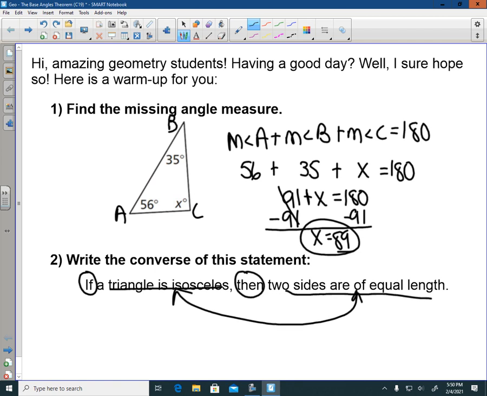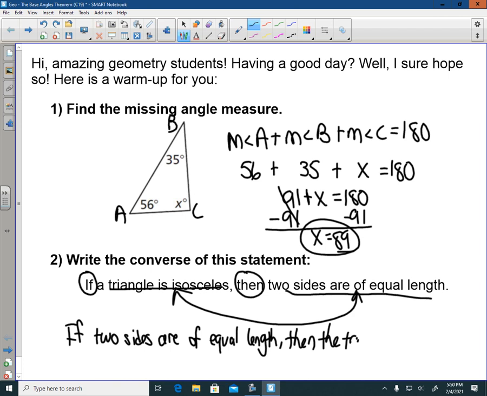And so if a triangle is isosceles, then two sides are of equal length, could be written as its converse, and that would be: if two sides are of equal length, then the triangle is isosceles. Done. So that's how you write a converse. You leave the if and the then, and you switch the other two parts. And we're going to be doing that in just a bit.